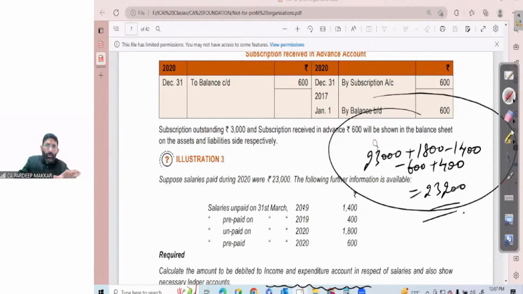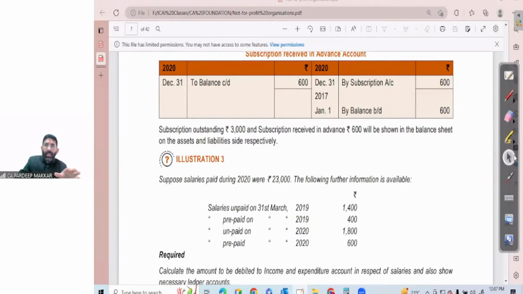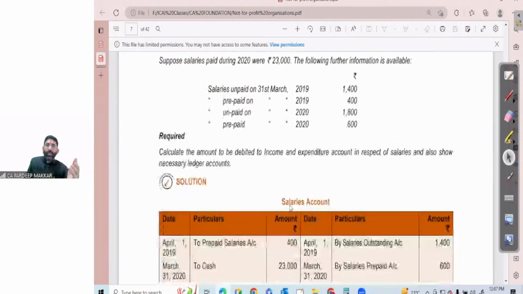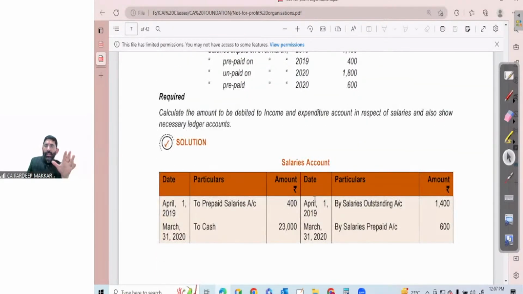So this is one way of doing this. Next is what we have to do. He says show necessary ledger accounts. Now which ledger accounts are to be prepared and how is it to be done? Very simple, beta. First of all, these ledger accounts are always based on journal entries, which are known to every student, I think.